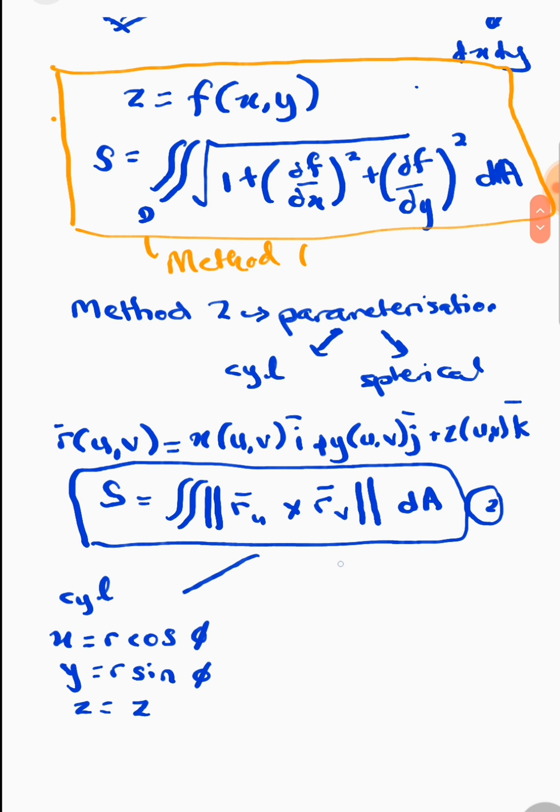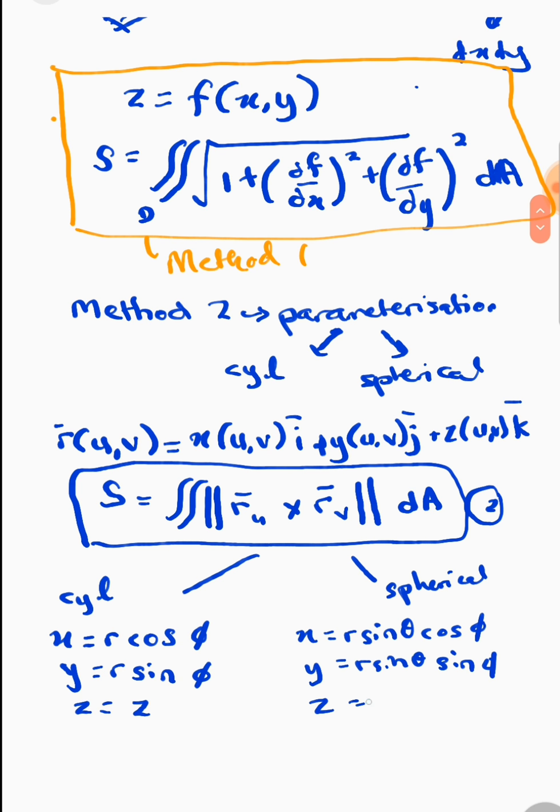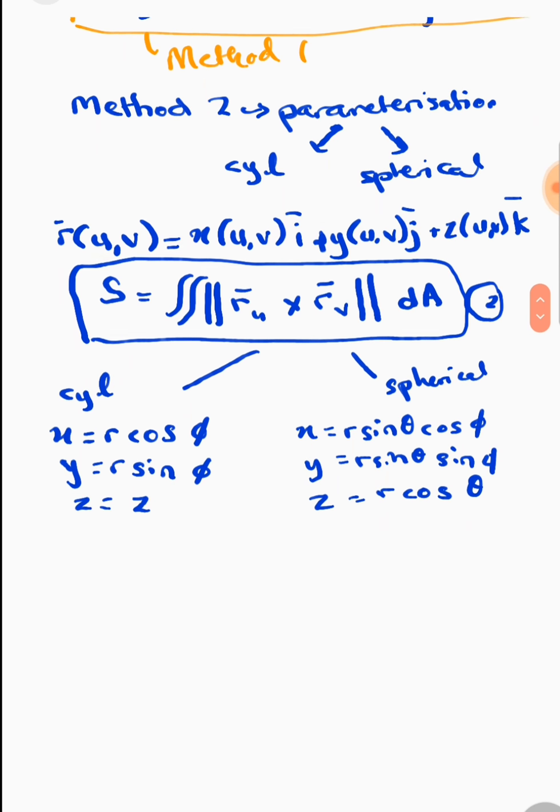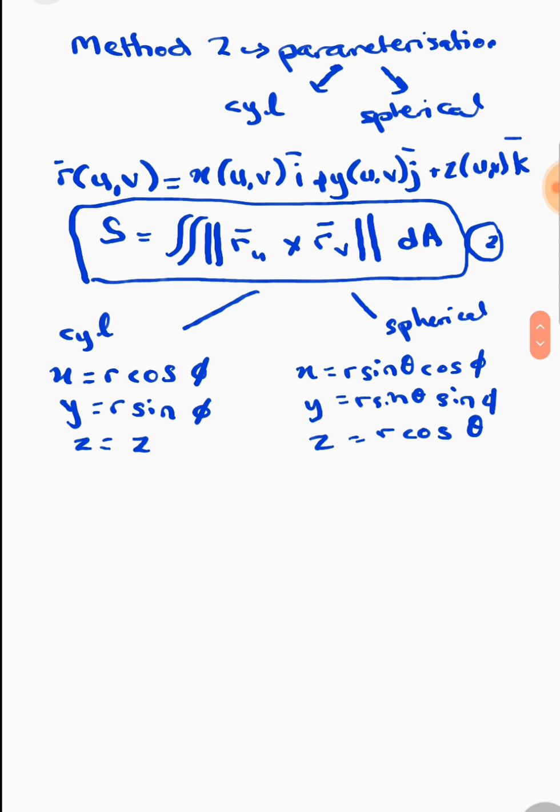And of course, when you have a spherical shape, this one gets longer. So your x is what? Your x is r sine theta cos phi. Well, y is r sine theta sine phi. That's correct. And your z is r cos theta. So what does it mean by this r here? I have a simplified version so that you don't get confused.